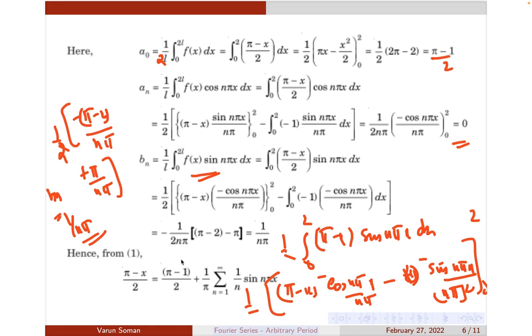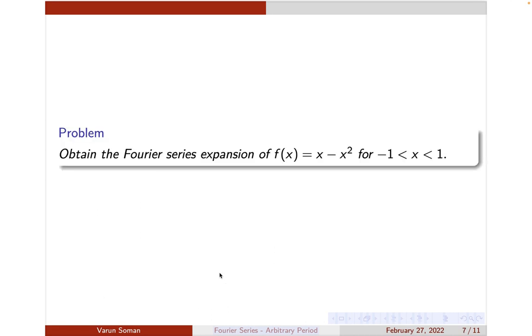So the final answer is pi minus 1 by 2, this was for a naught, plus 1 by n pi into sin n pi x. Okay, so that is the formula. We will do one more problem. It's very simple. Again, let us find the Fourier series expansion of f of x is equal to x minus x square for minus 1 less than x less than 1.